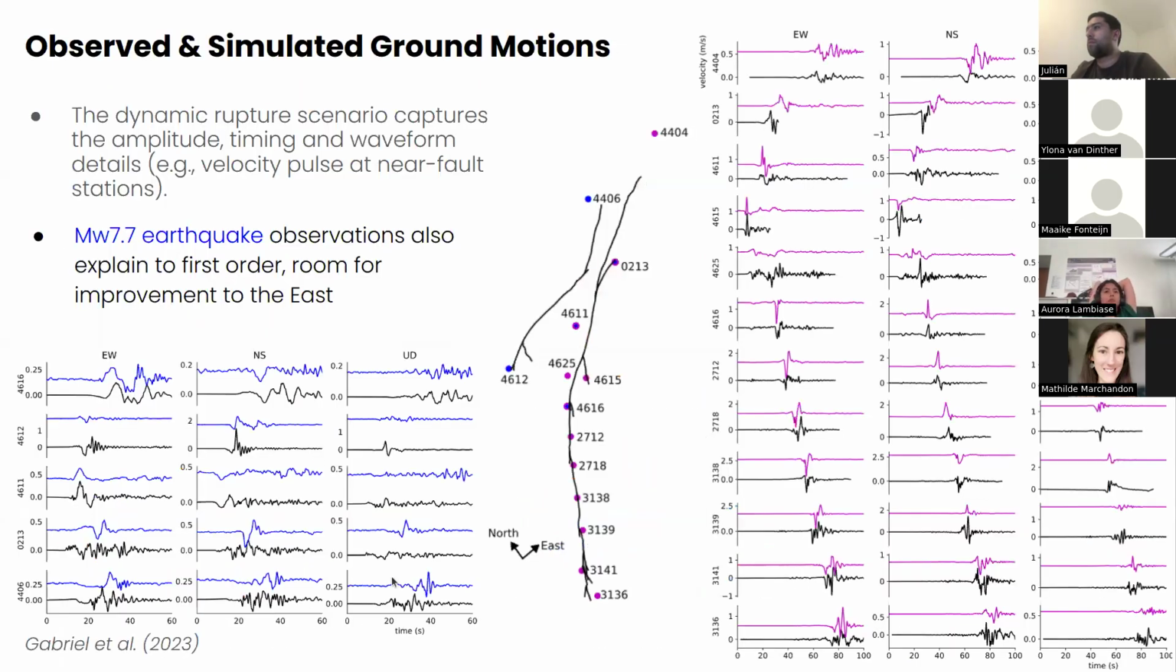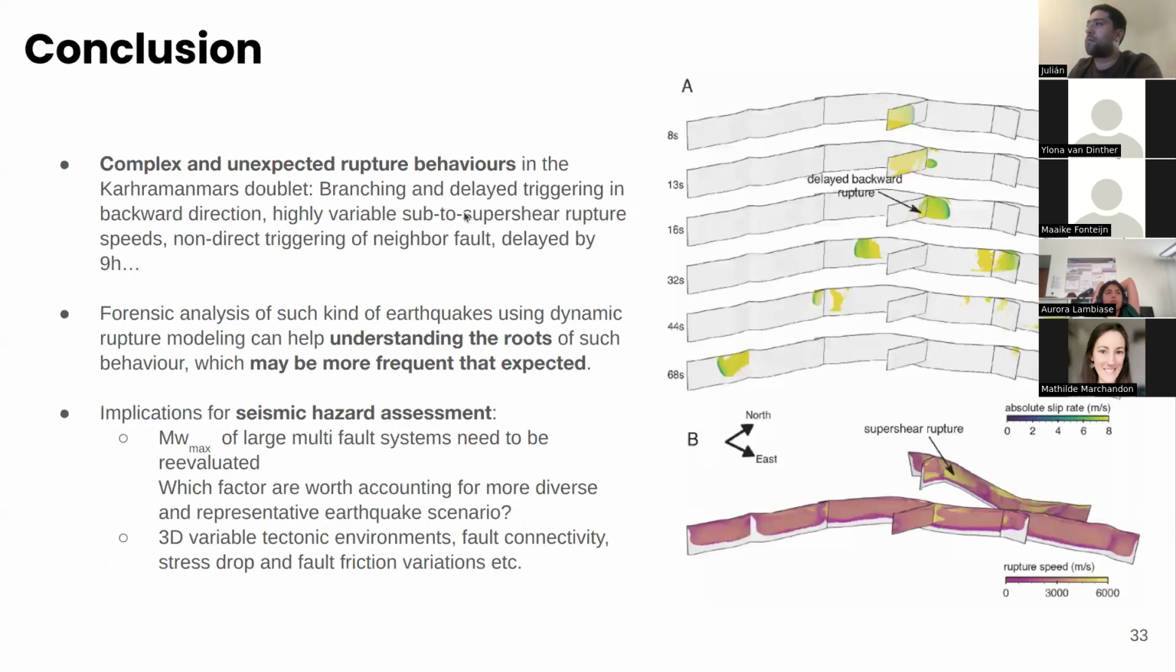And finally, we also compare with the ground motion, and you probably already know these figures quite well thanks to Rachel. With our simulation, we capture the amplitude and the timing of the waveform quite well, in particular for the first event, not so much for the second event. And that's it for the Turkey doublet.